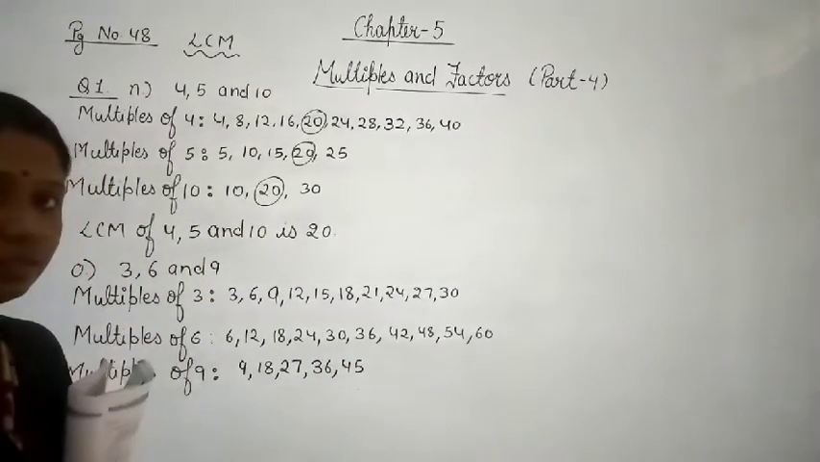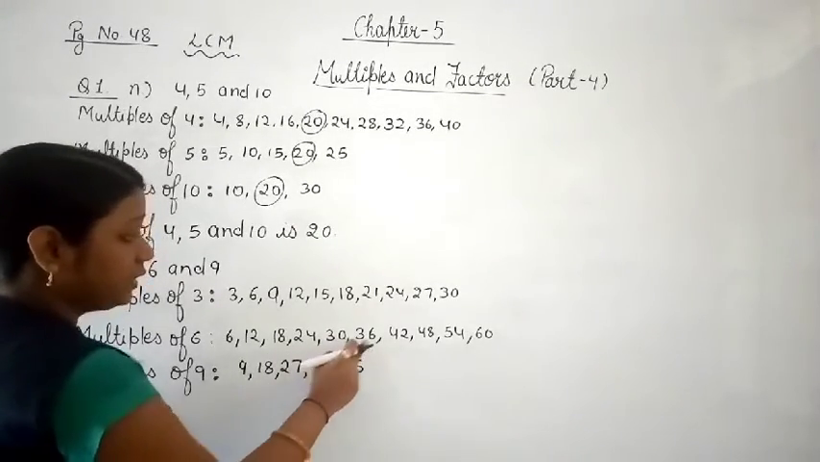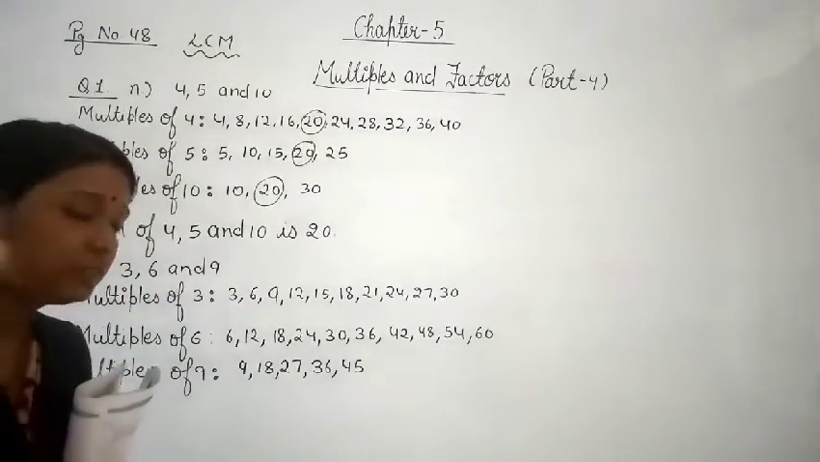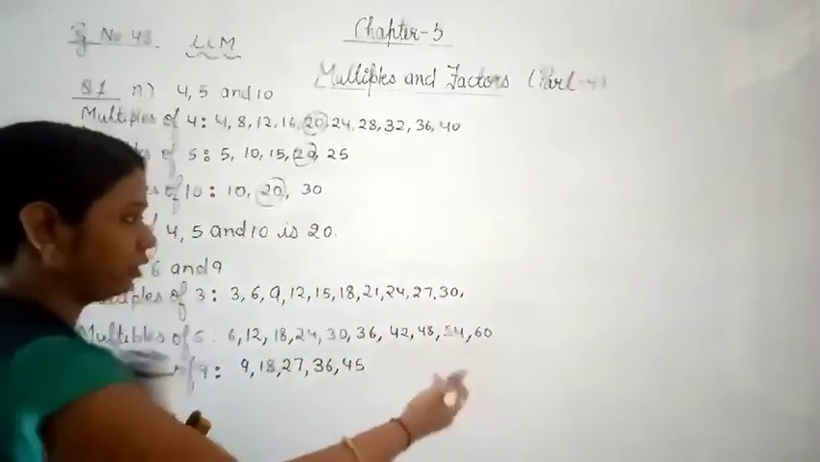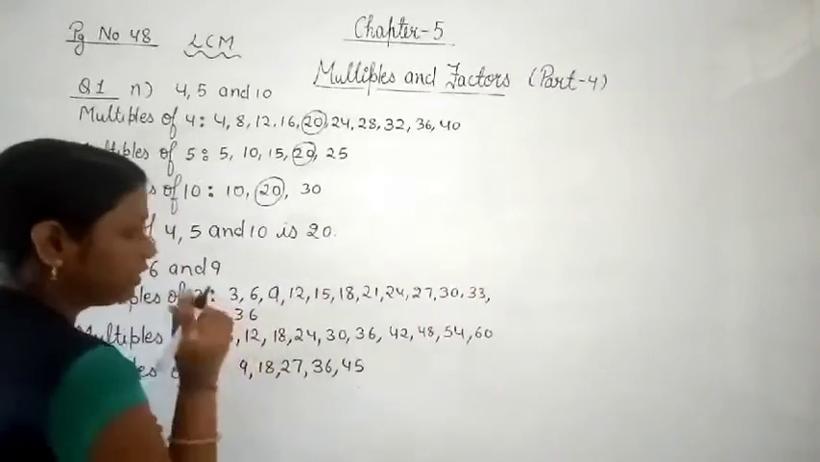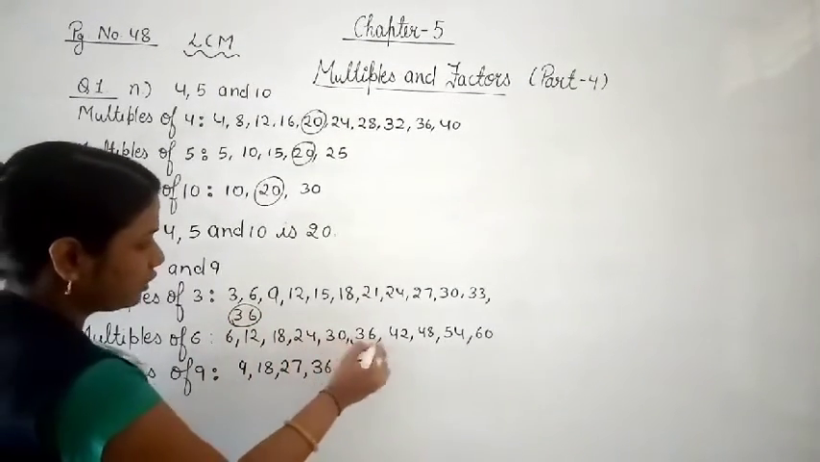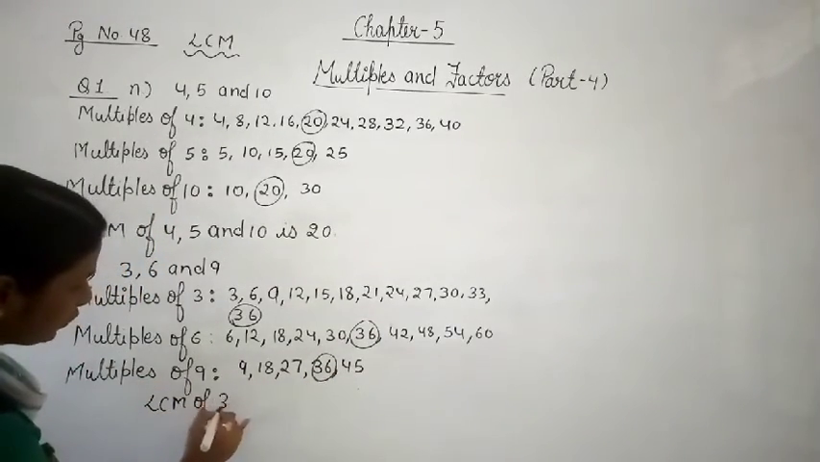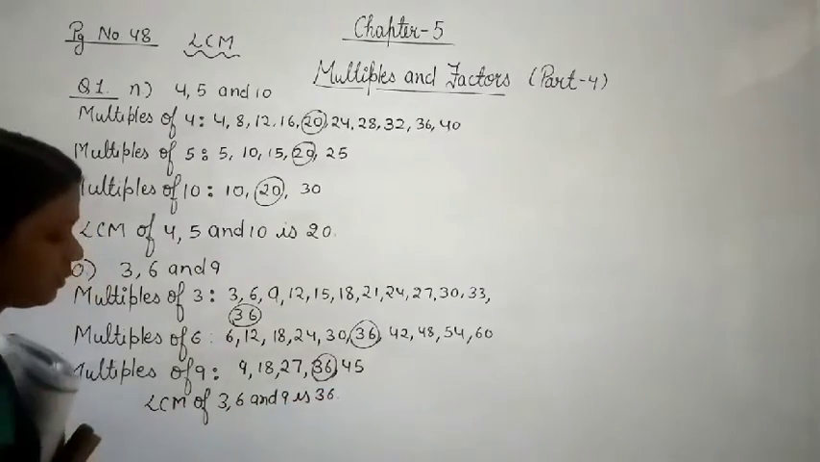I have stopped here. Why? Because I have got common numbers over here. But this 36 I am not observing in the multiples of 3. So what do I need to do now? Yes, I have to increase this multiplication table further. After 30 I will get 33, and after 33 I will get 36. So what is the least common multiple which we have got here? Yes, it is 36. So the LCM of 3, 6 and 9 is 36.